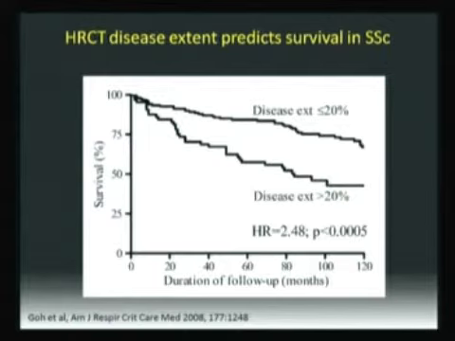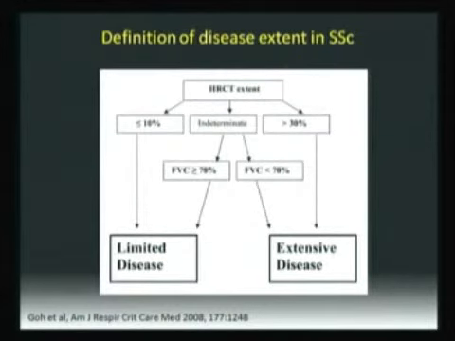And also high-resolution CT disease extent predicts survival. This is a study from the Brompton showing very clearly that the more extensive is the involvement in high-resolution CT scan, the shorter is the life expectancy for this patient. And they propose this categorization, which is what we are using now in our center: high-resolution CT scan extent, FVC combination, limited disease, extensive disease. At least you are able to predict the prognosis of these patients.